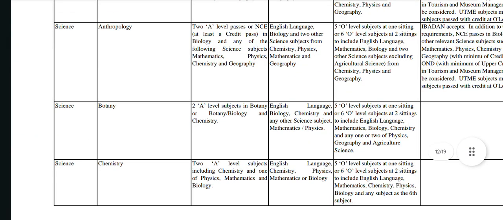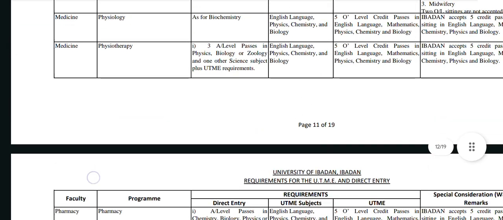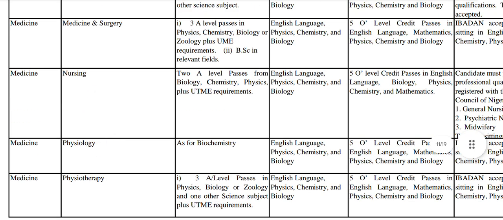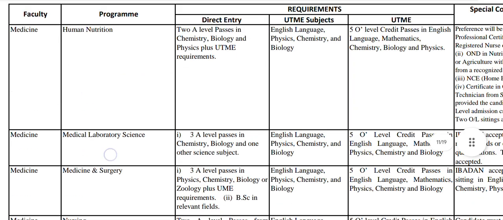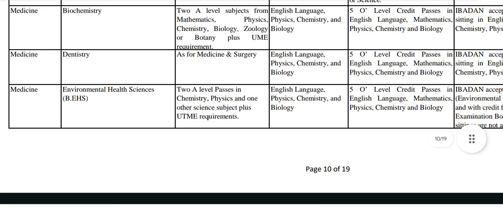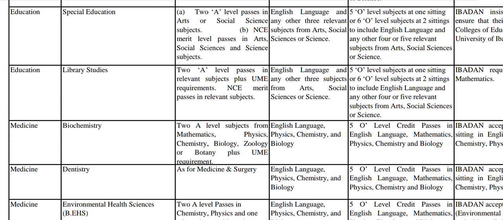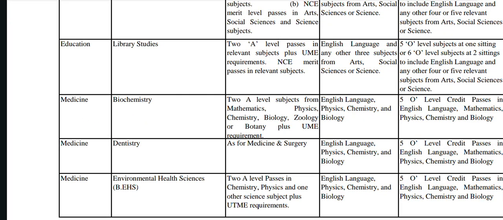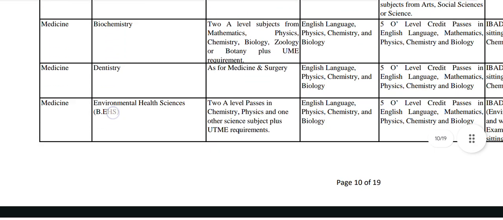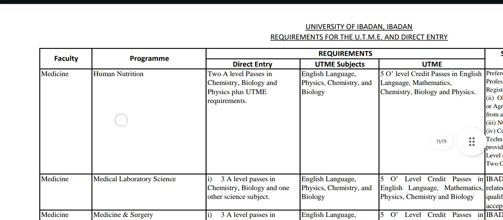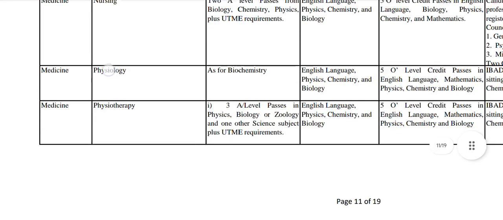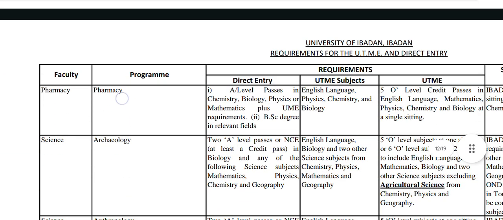there are some courses that do not allow two sittings, especially courses under the College of Medicine and Faculty of Pharmacy. Any course under the College of Medicine, like biochemistry, dentistry, environmental health sciences, human nutrition, medical laboratory science, medicine and surgery, nursing, physiology, physiotherapy, pharmacy. All those courses I've mentioned, only one sitting.